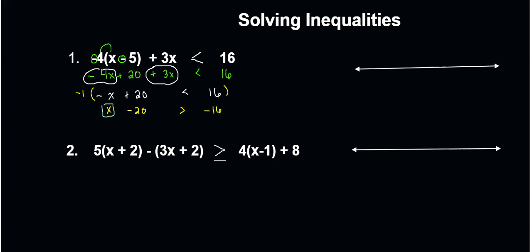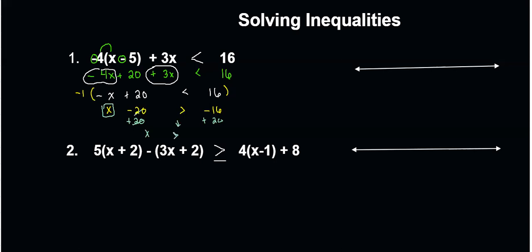What's outside of the box has to go to the other side of the inequality. I've got a -20 sitting here. It's got to go. How are we going to do that? We're going to add 20 to both sides. You've got to stay balanced. Now, these cancel. I'm going to bring down my x. I'm going to bring down my inequality.